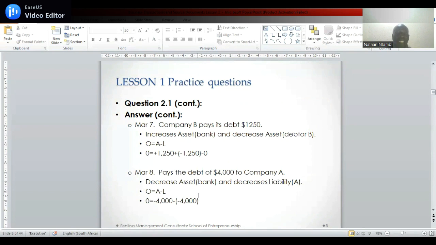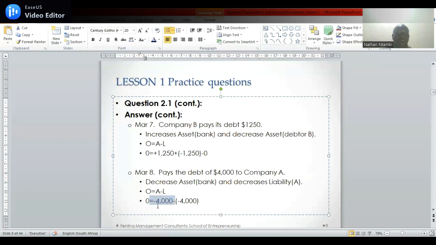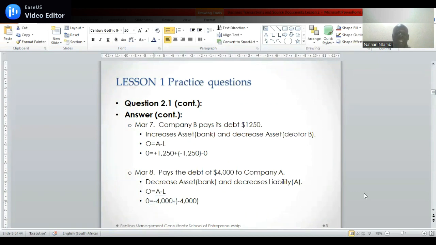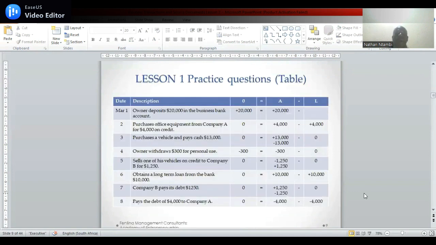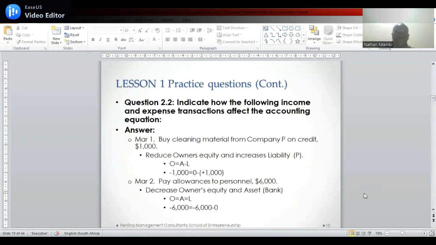March 8, pays debt of 4,000 to company A. This decreases asset bank and decreases liability company A. In our equation, you're going to have minus 4,000 minus negative 4,000, which also becomes 0 because the minus and the minus turn into positive. So the lesson 1 practice question is shown in the table, as you can see.